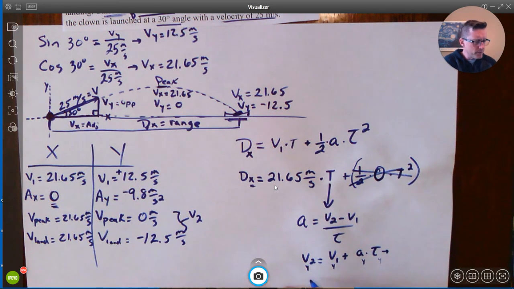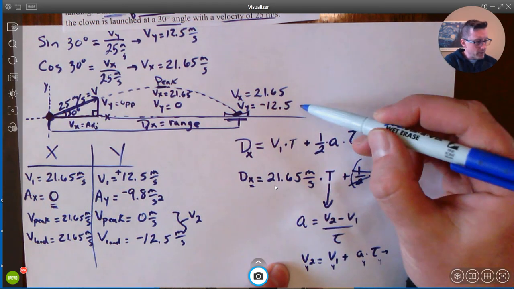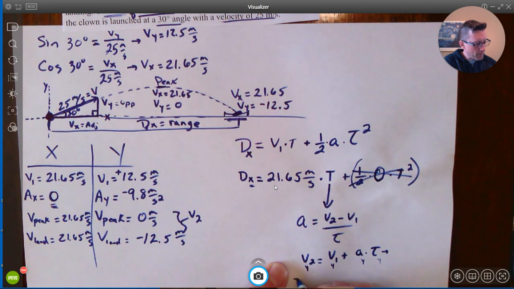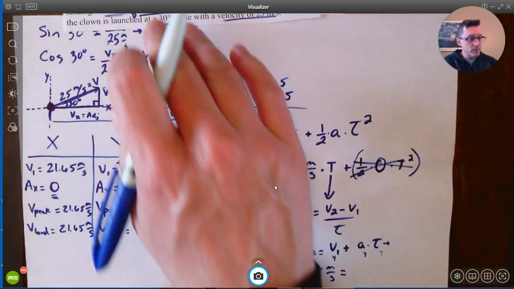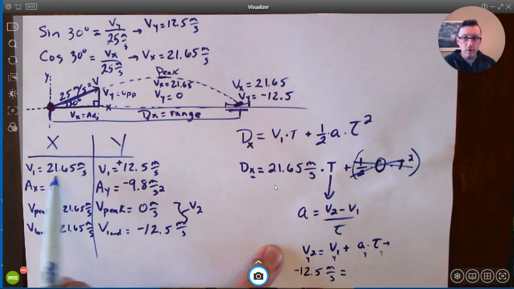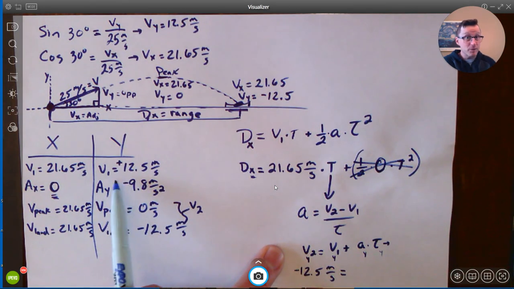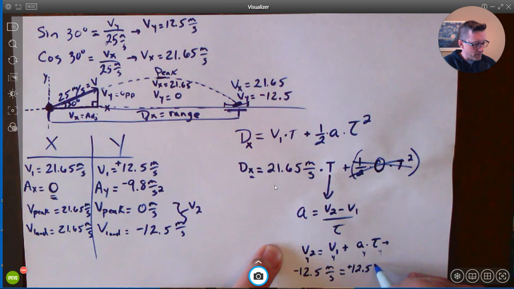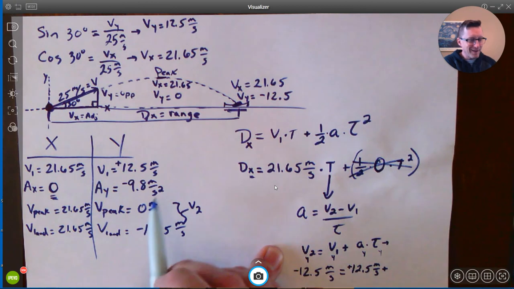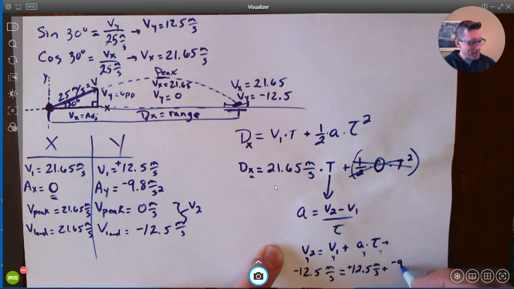So V2 is right here, negative 12.5 equals my V1. What is my V1? Right here. I'm sorry, I almost did it. V1, I have to use a Y number, positive 12.5. Be really careful with your math here, plus, what is my A in the Y direction? It has to be that negative 9.8. That's meters per second squared multiplied by T.